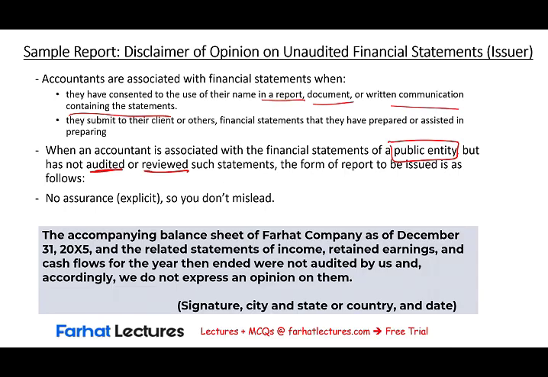The accompanying balance sheet of Farhat and the related income, retained earnings, and cash flows were not audited by us, and accordingly, we do not express an opinion. So you have to be very careful in explicitly saying, I do not express an opinion on the financial statements. That's it. Not that they are unqualified or qualified. I cannot express an opinion, period. Why? I lack independence. I am associated with the financial statements. I should not be issuing an opinion.